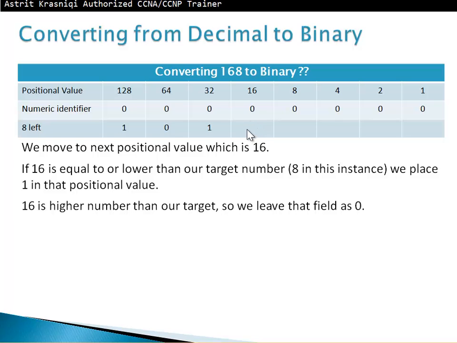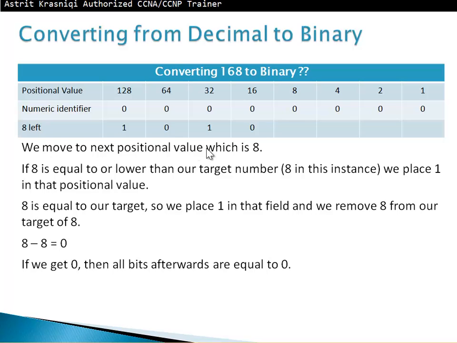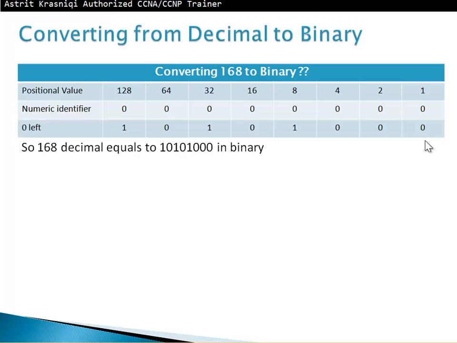16. If 16 is lower or equal to our target, we put 1. But it's not. 16 is higher than 8, so we leave that as 0. We move to the next positional value, which is 8. If 8 is equal to or lower than our target number, 8 in this instance, we place 1 in that position value. So 8 is equal to our target, so we place 1 there. And we remove 8 from our target number, which is 8. So 8 minus 8 is 0. If we get 0, then all bits afterwards are equal to 0. So we put 1, and then the rest are 0, 0, 0.